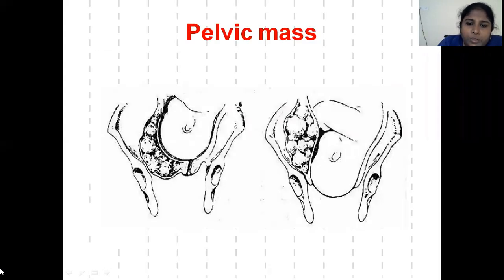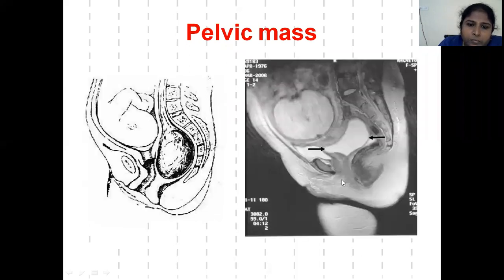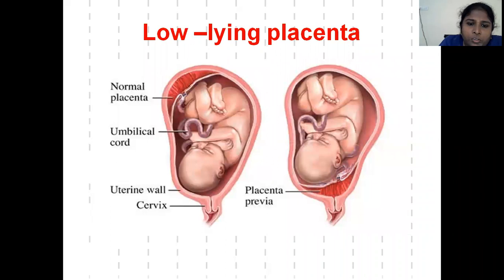Next, pelvic mass. This is a picture of a pelvic mass. See, this is all the pelvic mass. So this is obstructing the descent of the baby. See, this is also a picture of a mass preventing the passage of the baby, causing obstruction. This is a low-lying placenta.